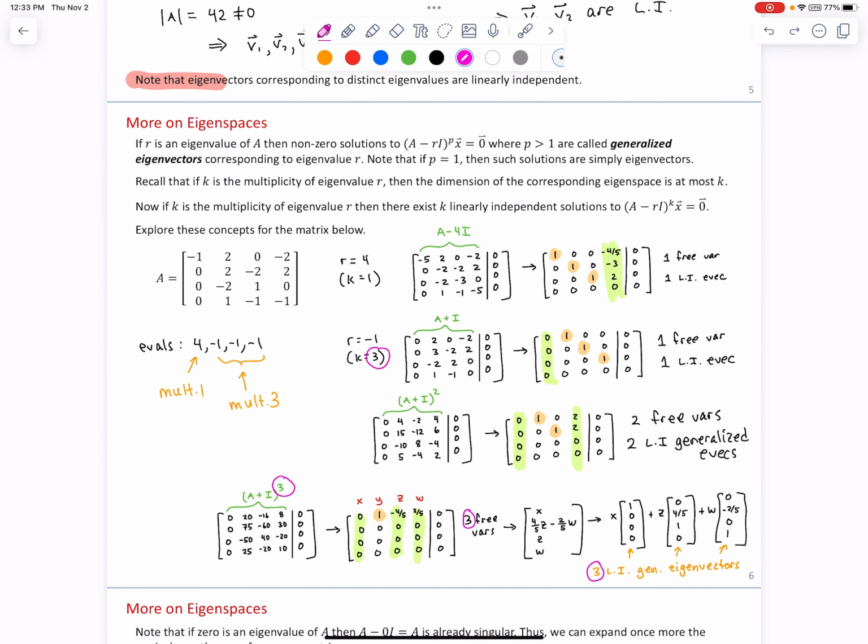Now in this course, we won't do any applications of this, but when you take differential equations, these ideas become important as you solve systems of differential equations. Okay, let's go to the next slide.